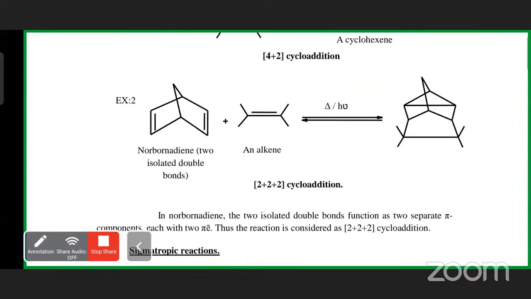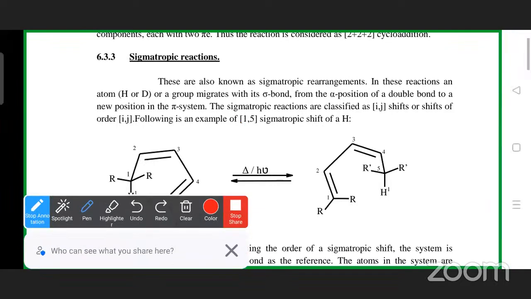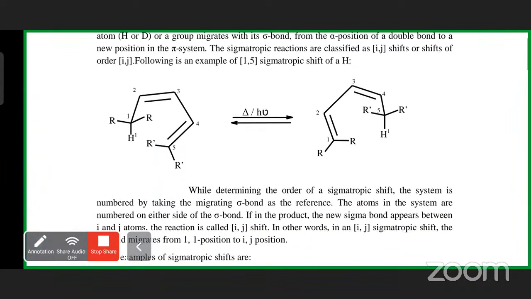Next type is the sigmatropic reaction. Sigmatropic reactions are generally rearrangement reactions, involving the migration of a sigma bond. In the previous cases, the cycloaddition and electrocyclization reactions, the migration or shifting of the pi bond takes place. But in sigmatropic reactions, it is the migration of a sigma bond through the pi system that is called a sigmatropic reaction.